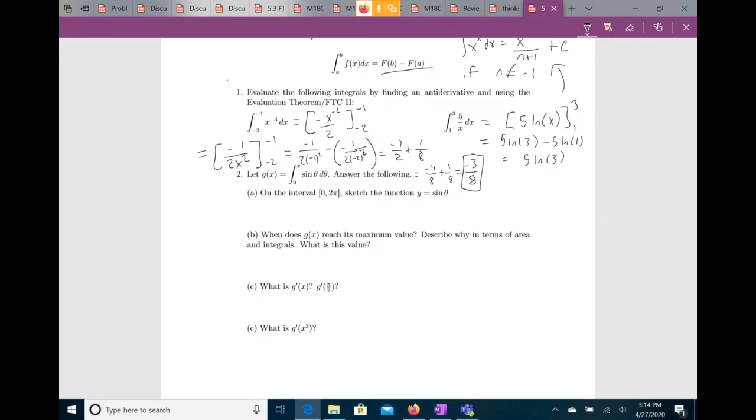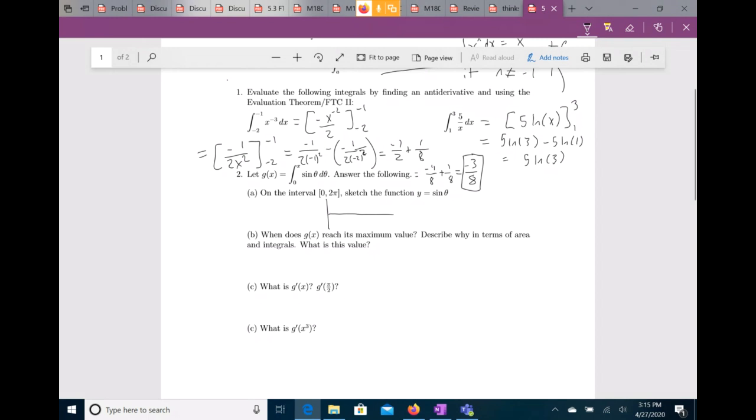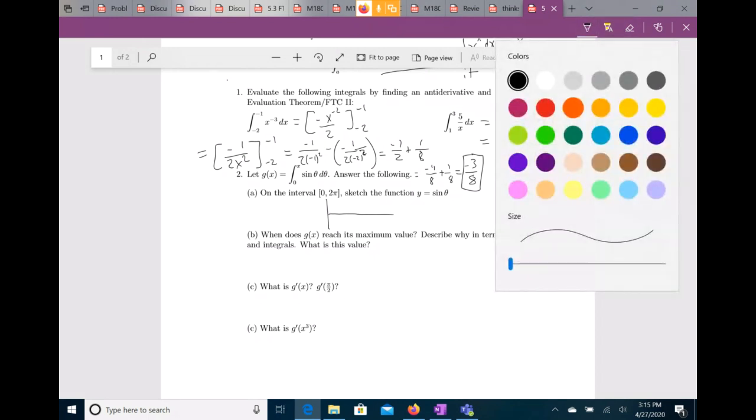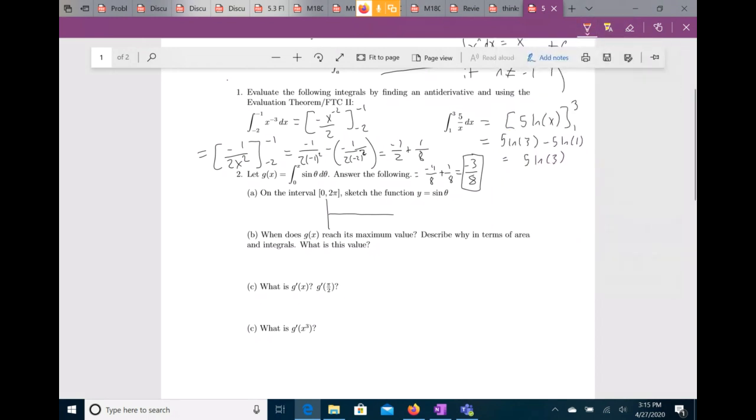Okay, so let's look at the next question. So we start off with an area function. So g of x is the area from 0 to x under the sine curve, right? On the interval from 0 to 2 pi, let's sketch the function of sine. So sine starts at 0, goes up to 1, all the way down to negative 1, and then back to 0 in one period.